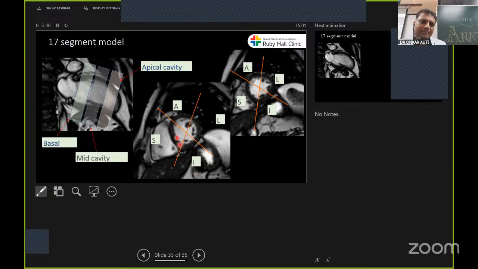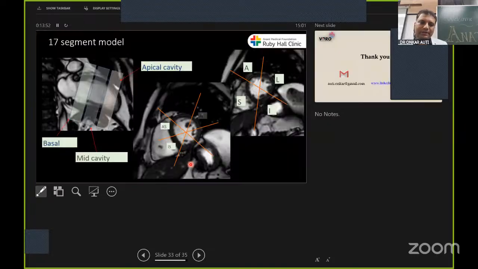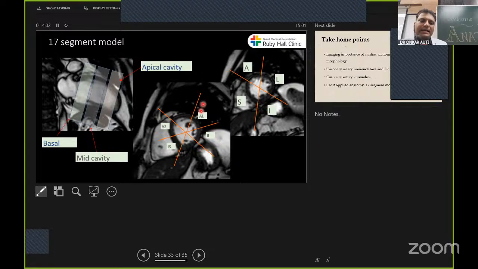But if you see, this is the basal and mid cavity, and this segment is too large a segment, right? So you cut across and put an imaginary horizontal line through it, and then it is further divided into other segments, which are called the anteroseptal, because this is the anterior wall and this is the septal. Similarly, inferoseptal, very simple, inferolateral and anterolateral. So 6 segments in the basal cavity, 6 segments in the mid cavity, 4 segments in the apical cavity, that is 16, right? And the 17th segment is your apex.